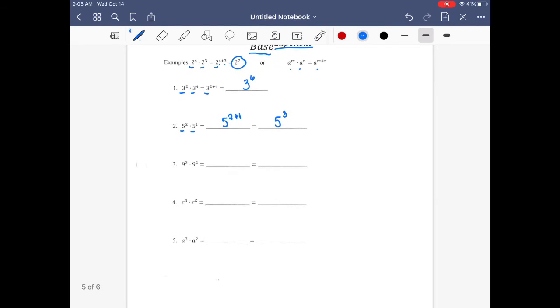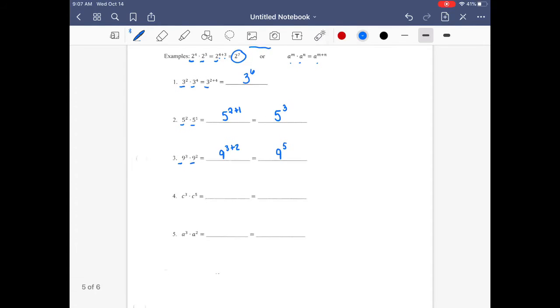Our next example, we have base 9's, and they're being multiplied together. Since they're both the same base, we're going to combine those into one base 9. And then our exponents are 3 and 2. So we're going to have exponents 3 plus 2. So our final answer is 9 to the 5th power.